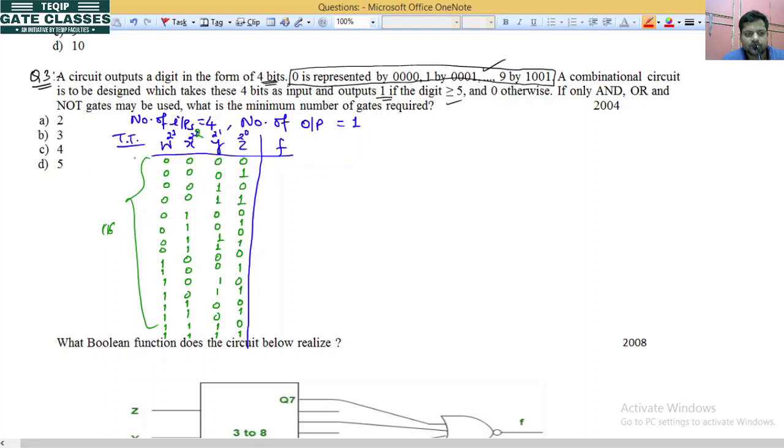Output is 0. Okay? For 0 to 4, it will be 0, so for 0 to 4 we have output as 0. Now after that, from 5 onward, we are considering only up to 9. So from 5 to 9 the output will be 1. Till now, from 5 up to 9, output will be 1.